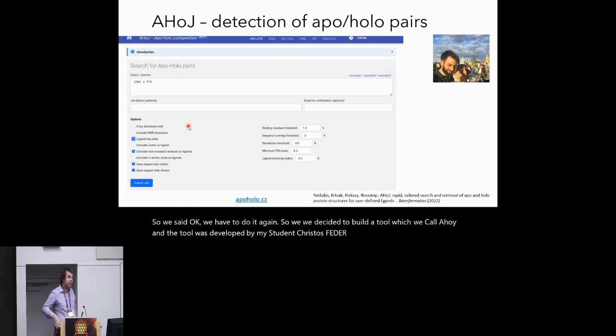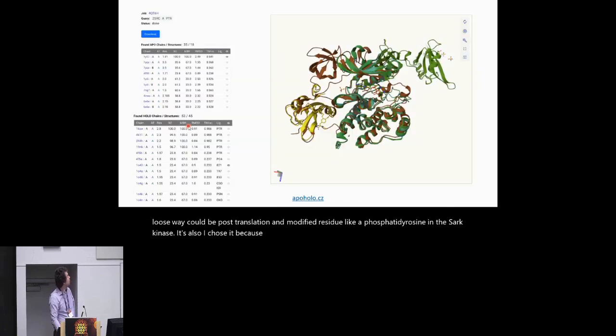And this tool can do not only simple apo-holo structure pairs, but it does it, and that's crucial, for a specific ligand binding site. And it doesn't even have to be a ligand binding site, but it can be something very specific. I'm looking at Euroland. It shows the case because I was hoping you will come. This is I show you the example for the protein phosphorylation. So the ligand, in very loose way, could be a post-translationally modified residue, like a phosphotyrosine in the Src kinase. I chose it because it's also my favorite protein.